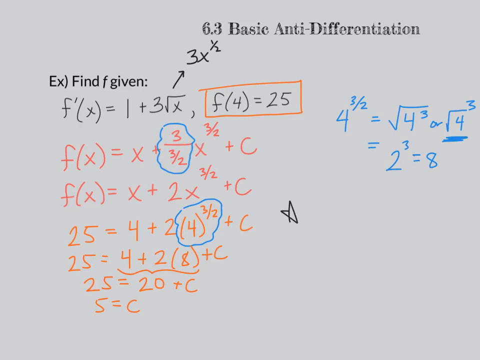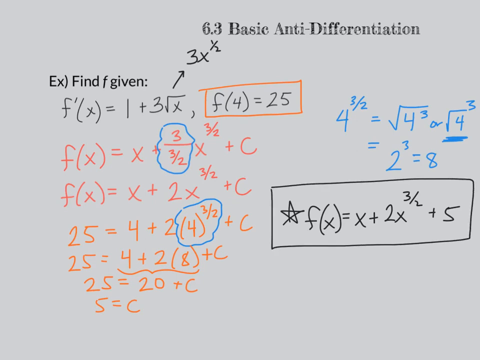So our final answer is that our original function was this, but we found c. C was 5. So it's x plus 2x to the 3/2 plus 5.